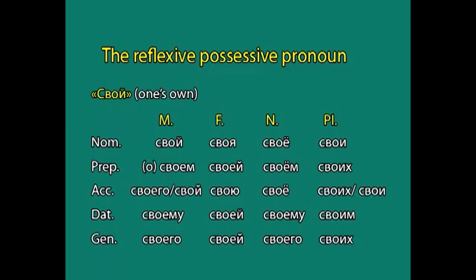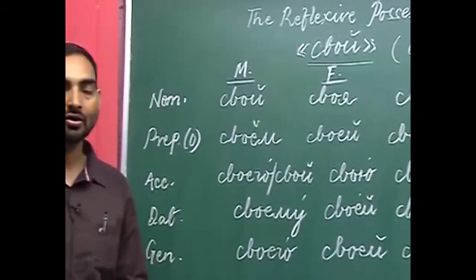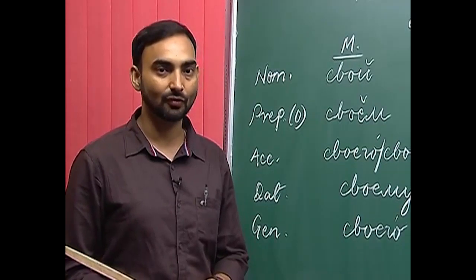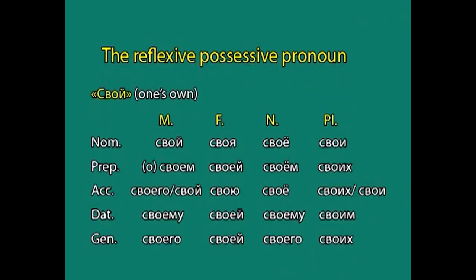In the dative case, своему masculine, своей feminine, своему neuter and своим plural. In the genitive case, the case that we are discussing, the masculine form is своего, feminine is своей, neuter is своего and plural is своих. So, these are the forms that the possessive reflexive pronoun свой takes in different cases.